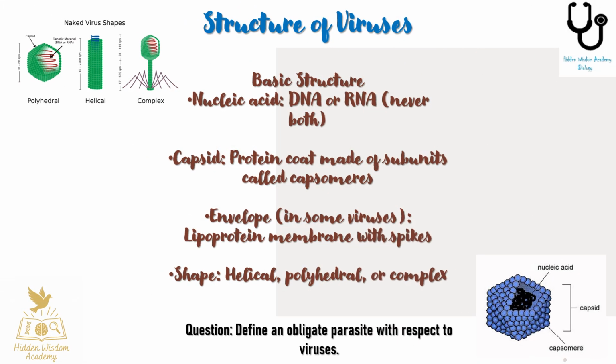Let's see the structure of viruses. Viruses have a very simple structure. At the core, they contain genetic material, which may be DNA or RNA but never both. This is enclosed by a protein coat called the capsid, made up of repeating units called capsomeres. Some viruses also have an outer envelope made of lipoproteins and studded with spikes that help in host cell recognition. Depending on the arrangement, viruses may appear helical, polyhedral, or complex in shape.